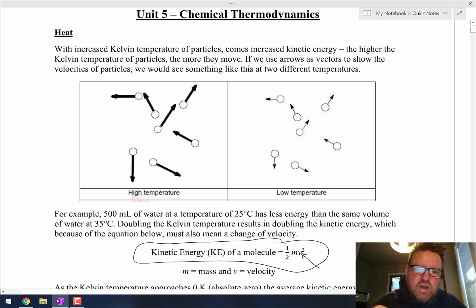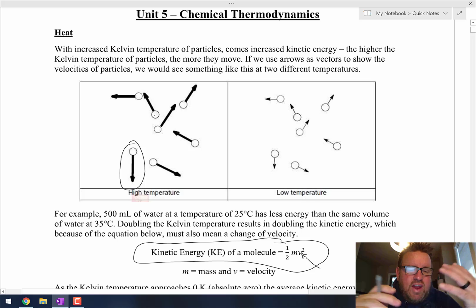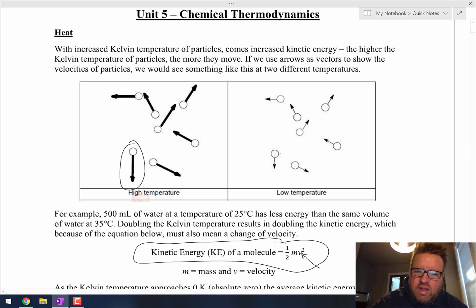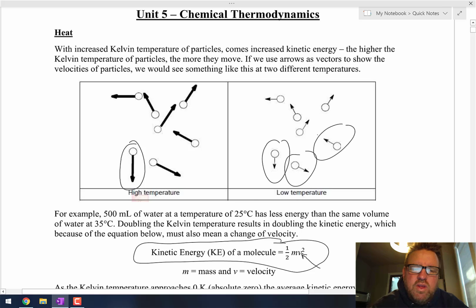If we draw the arrows that represent the direction and the speed, or the velocity, of the particles, notice that at the higher temperature the arrows are longer, and that means that they're moving at a faster rate. They're moving in random directions, but the longer the arrow, the faster they're moving. Notice that all of the arrows are not the same length, though, which means that they're all going to be pretty close to each other, but you're still going to have some that have a little bit more energy than others, so they're not going to be at the exact same temperature.